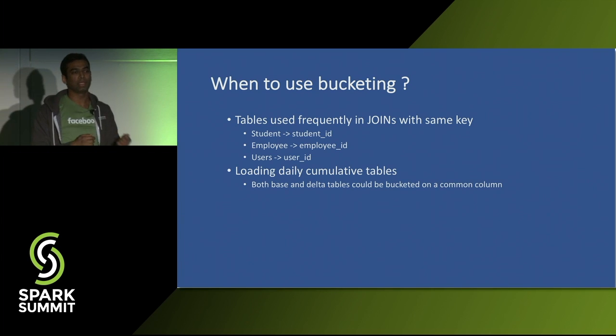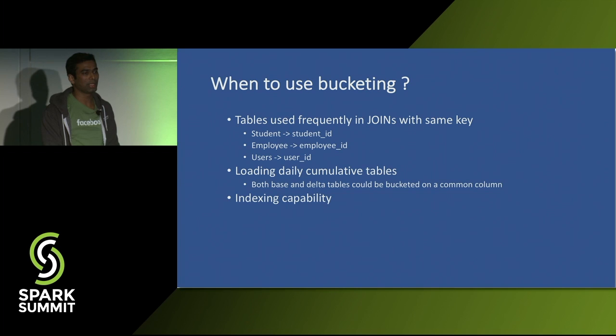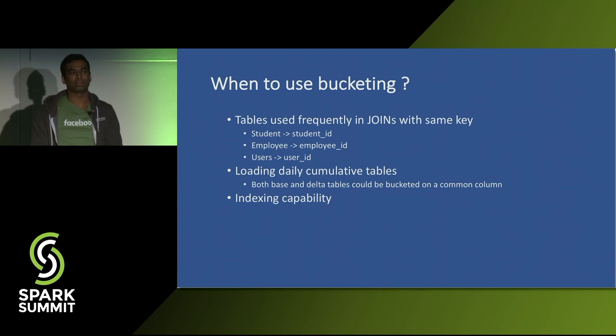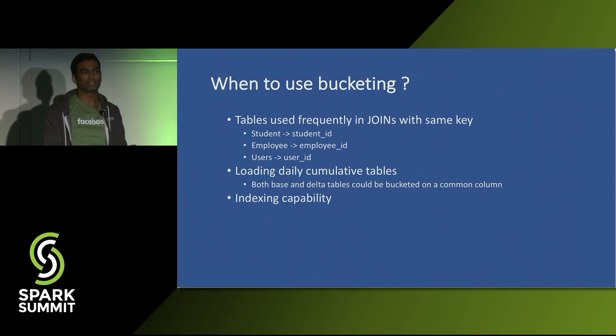Now if both the base and the delta table are bucketed, then this merging process will run quite fast. The third pattern is when you want indexing capabilities. Bucketing is not really indexing like what a traditional database offers. But if you are using bucketing, let's say you're looking for a row for a particular student, you can hash on the student ID, find out which bucket the rows belong to, and if you're using sorting, then you can do a binary search on that file and find the desired row.